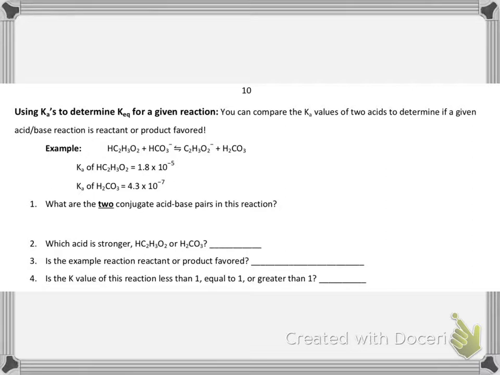If you are given the Ka values of two different acids, you can use that to determine whether or not a given acid-base reaction is reactant or product favored. So let's take a look. Now first, we need to identify our conjugate acid-base pairs. So we need to identify what's the acid, the base, the conjugate acid, conjugate base. So let's try that first, which makes it easy to identify the conjugate acid-base pairs. Now when we want to identify which acid is stronger, well, of course, we are just going to compare our Ka values. Well, clearly, the larger Ka value must be the stronger acid. So acetic acid is stronger.